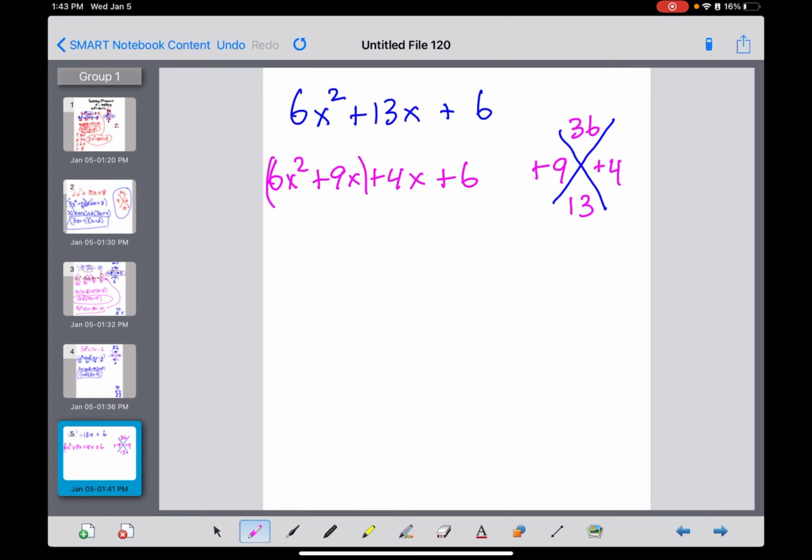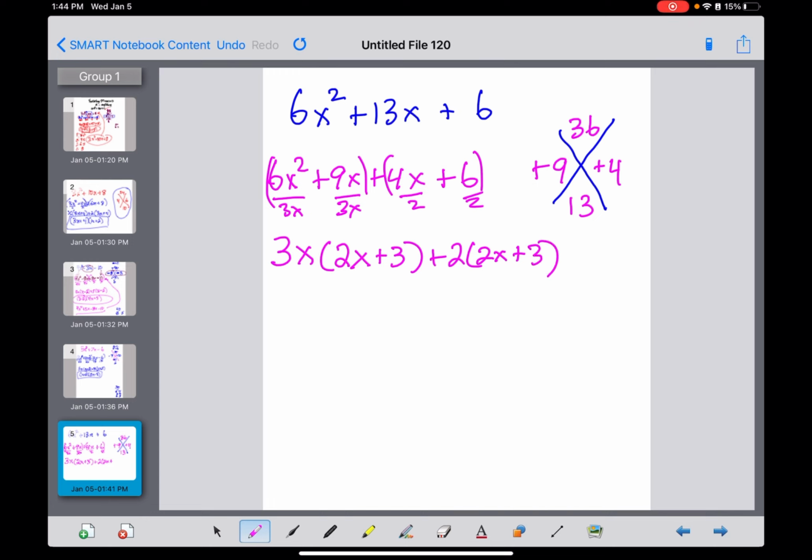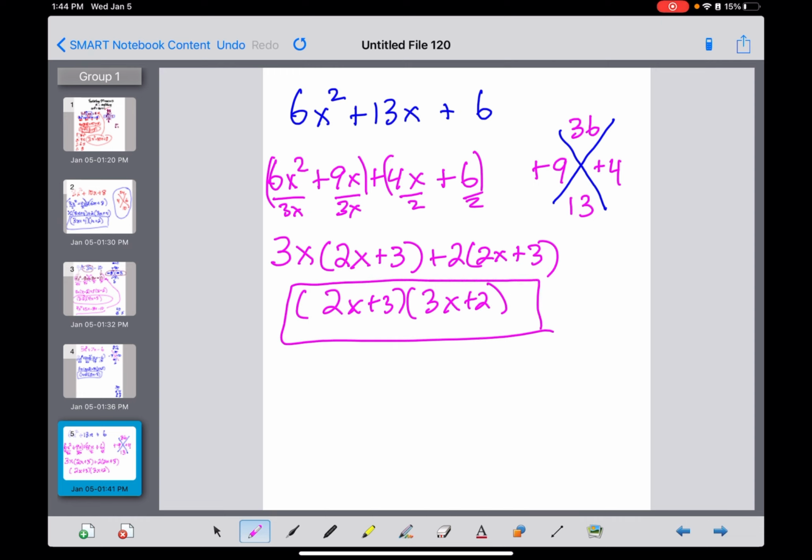Greatest common factor for 6x squared and 9x: 3x. 6 divided by 3 is 2. X squared divided by x is x. 9 divided by 3 is 3. X's go away. Plus 2? 4x divided by 2 is 2x. 6 divided by 2 is 3. Yay, it worked. 2x plus 3 times 3x plus 2. That's your solution and you're done.